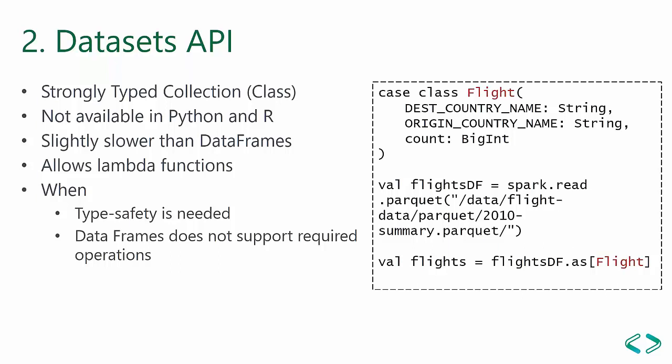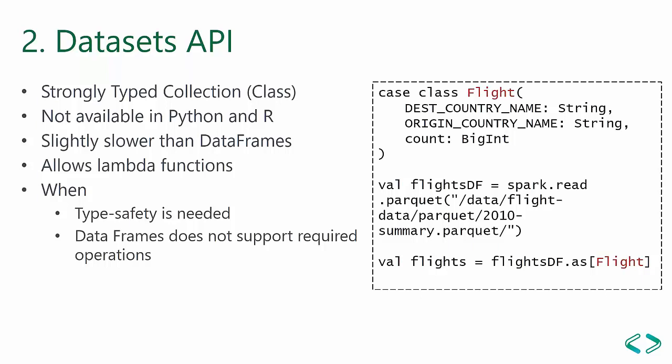It's slightly slower than the data frame. The reason is it has compilation. It has data serialization. You have to put data into a class, so it is slightly slow, but it's noticeable only when it comes to very large volumes of data, but not with small amounts of data. And it allows Lambda functions. So if you are coming from a programming background, you know that a Lambda function is a very great, very powerful way of manipulating data, applying functions on top of the data. So it allows you to write Lambda functions if you are using the Dataset API.